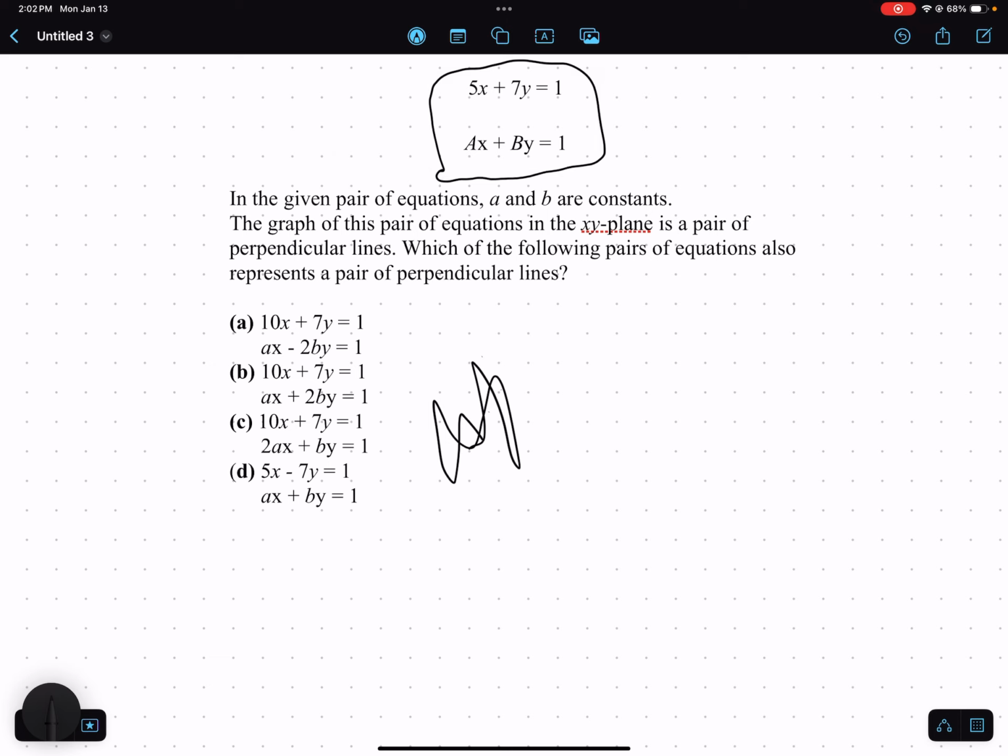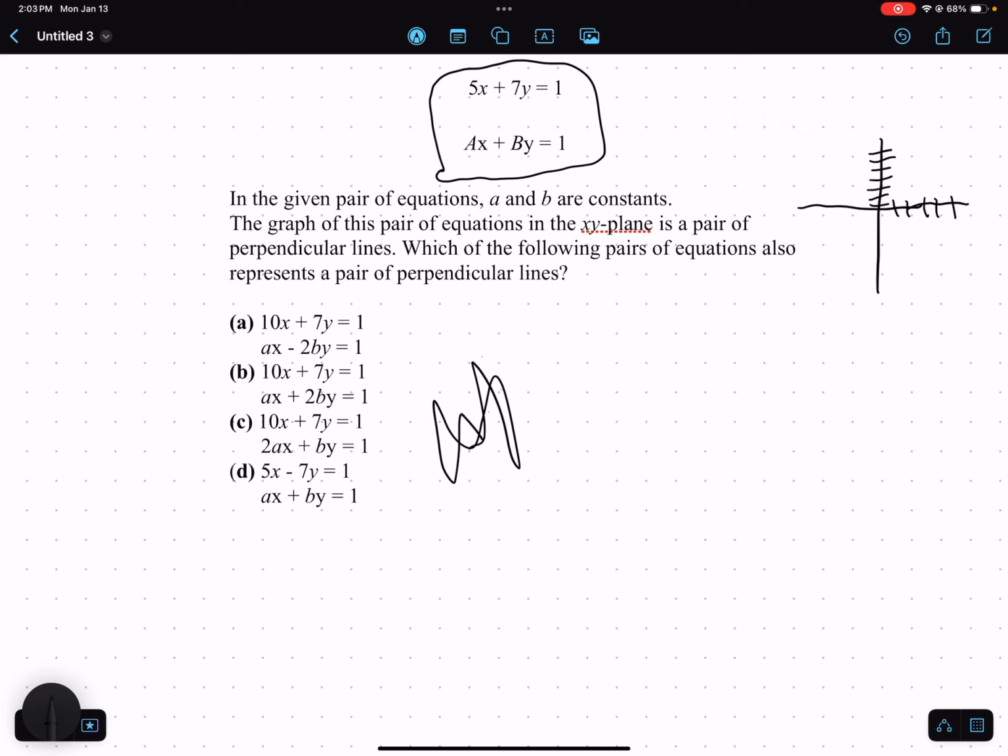The graph of this pair of equations in the xy plane, which is basically your average coordinate plane, you've probably seen it before. It looks something along the lines of this with the lines on it. The x and y axis. That's the xy plane, where x is going to be to the right and y is going to be up and down.